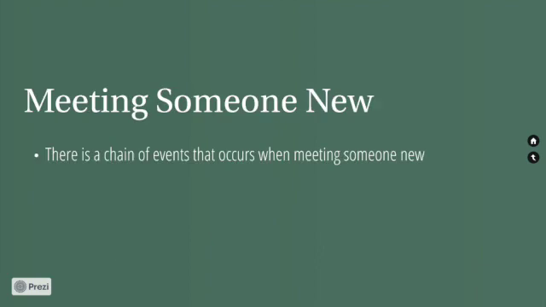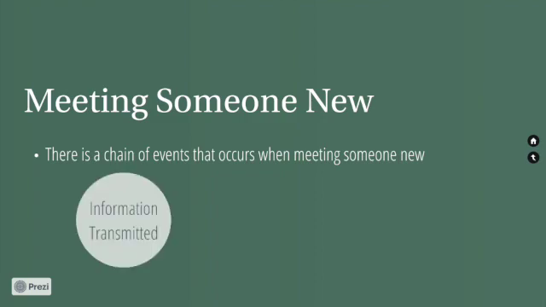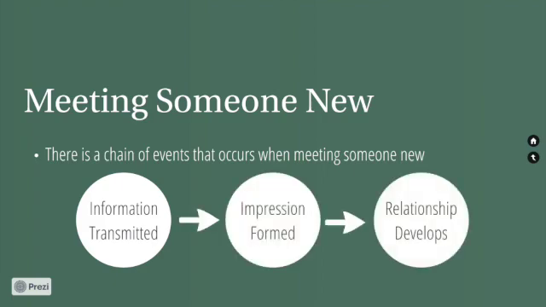We know that there is a chain of events involved in the process of getting to know someone new. We start with the transmission of information, then an impression is formed and a relationship develops.